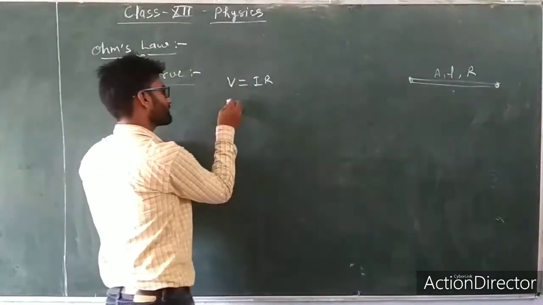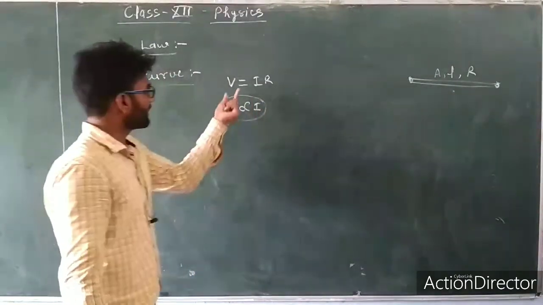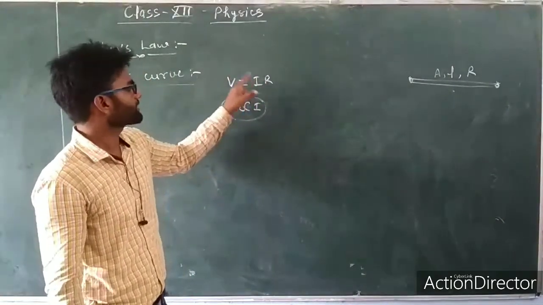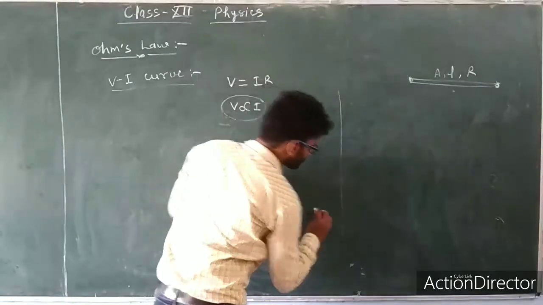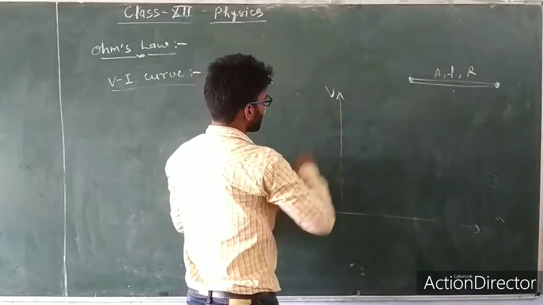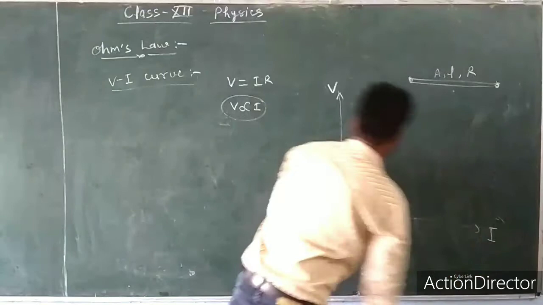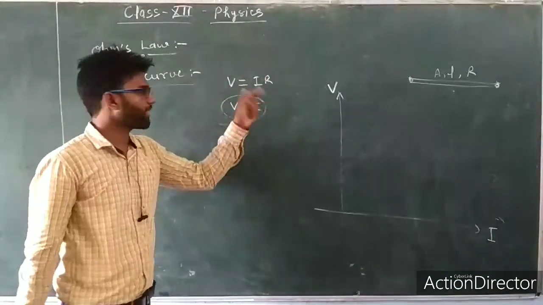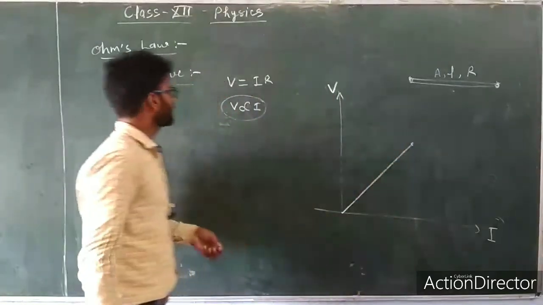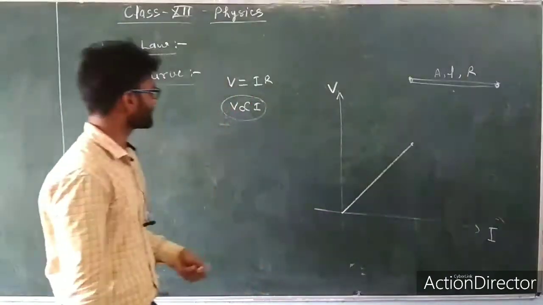Since V is directly proportional to I, this equation represents the equation of a straight line passing through origin, right? So if we draw the graph between voltage and current, it will be a straight line passing through origin.